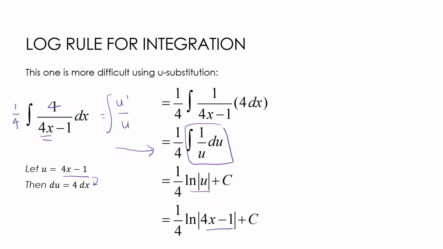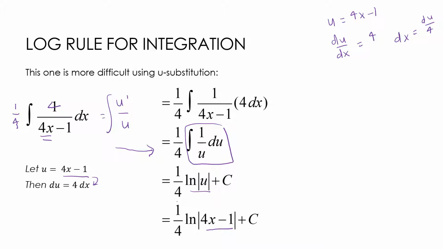Now, if you liked the other way, which was change of variables, I would still let u be 4x minus 1. Then I would say, well, du over dx is equal to 4, which means dx is equal to du divided by 4. So that's the other way to think about this.